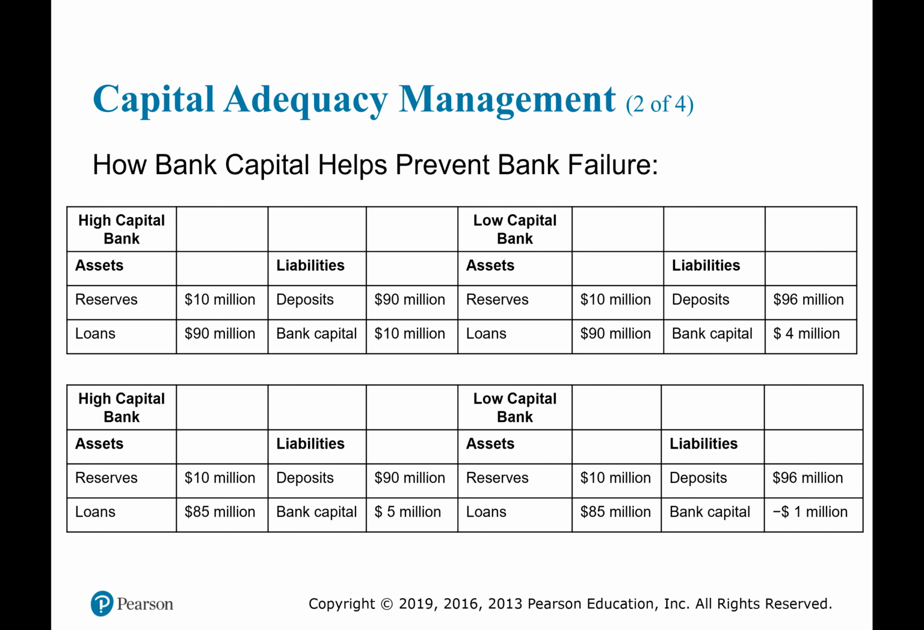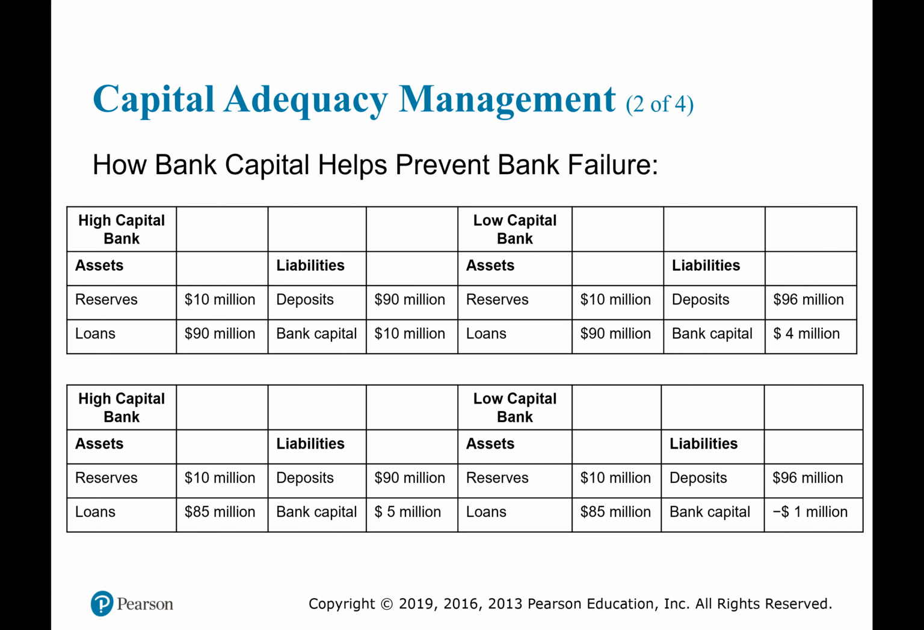So let's have a look at an example here. On the left-hand side, we have a high capital bank, and on the right-hand side we have a low capital bank. So let's start off on the left-hand side. This is a high capital bank. In other words, it's got 90 million in loans, 10 million in reserves. It's got 90 million in deposits, and the remainder there on the liability side is 10 million.